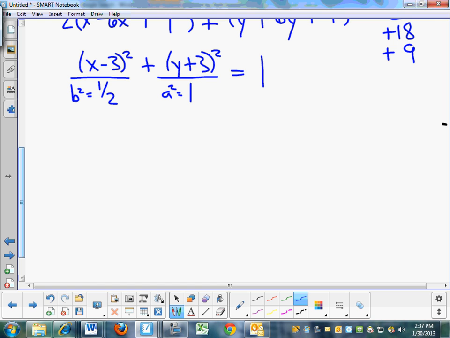Okay. We better get started here then. You tell me, is this going to be stretched more vertically or horizontally? Vertically, because the bigger number is under y. First of all, what's the center? (3, negative 3).